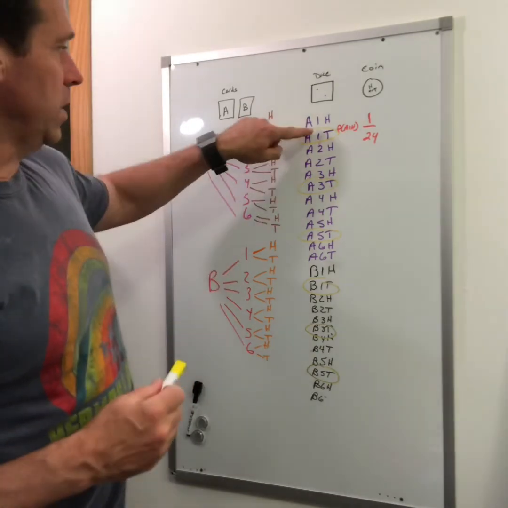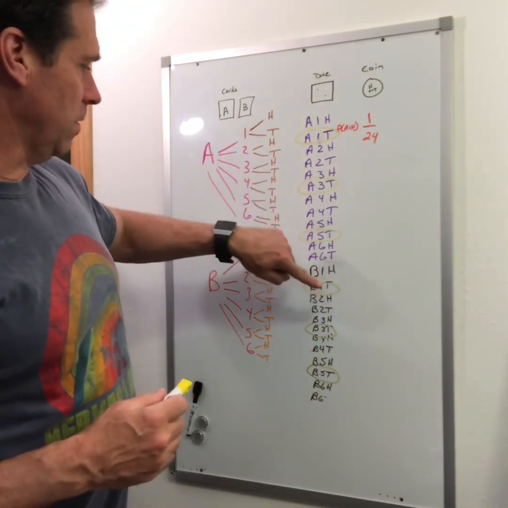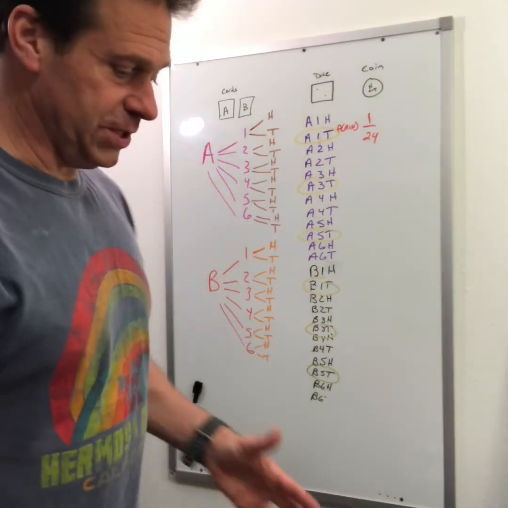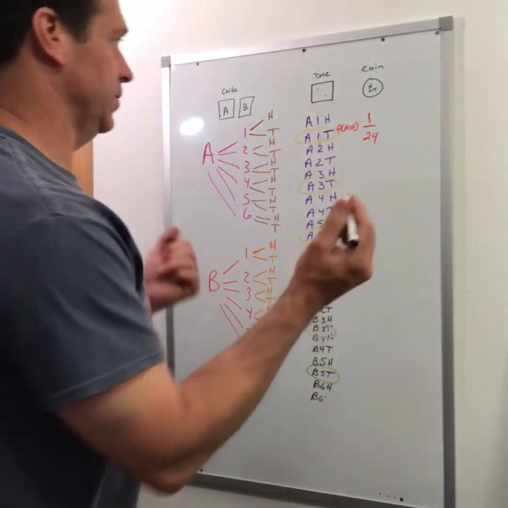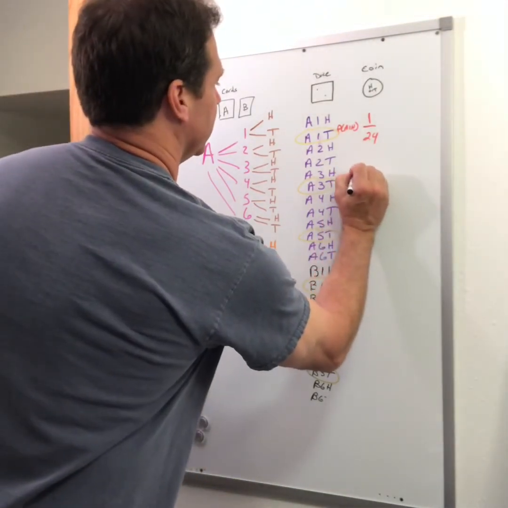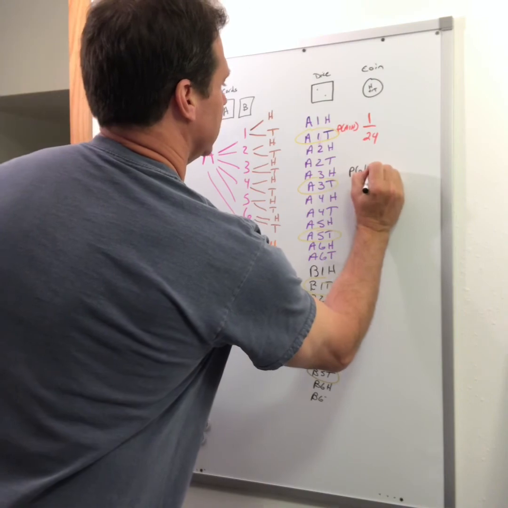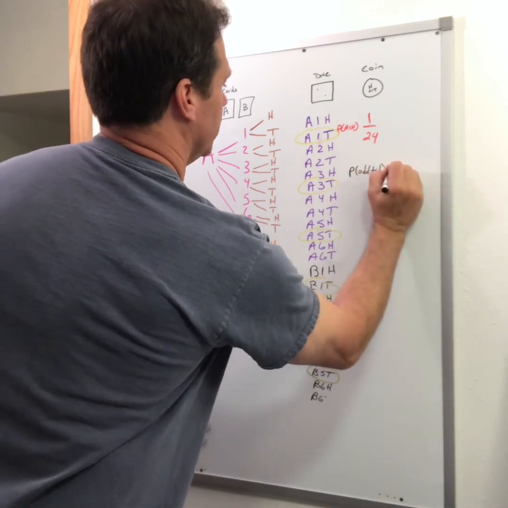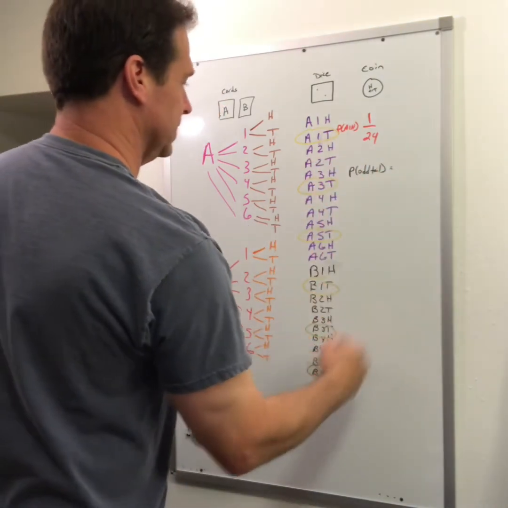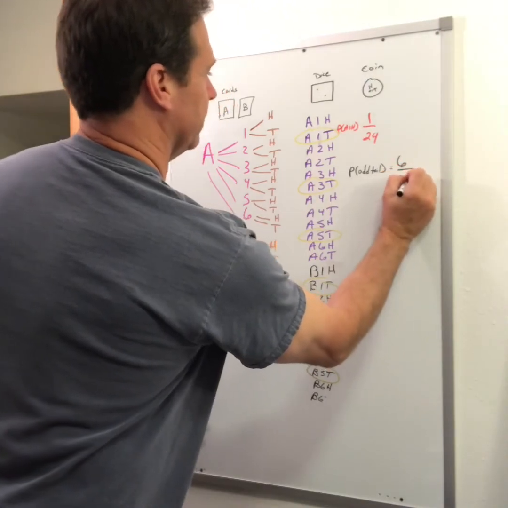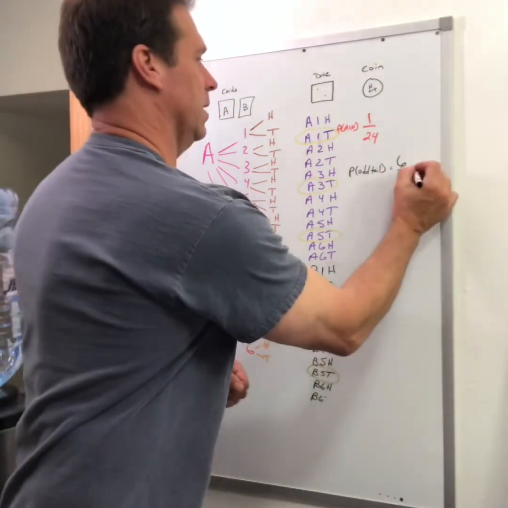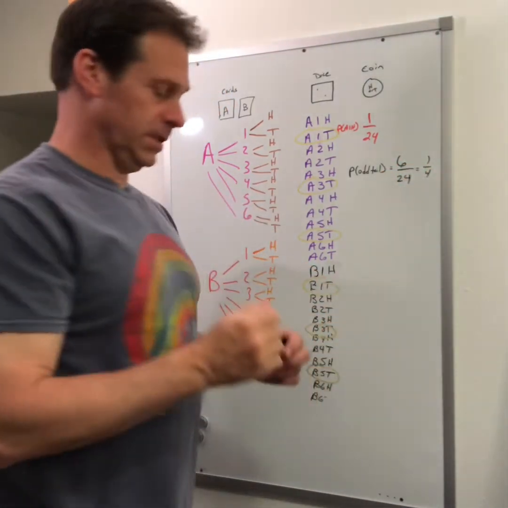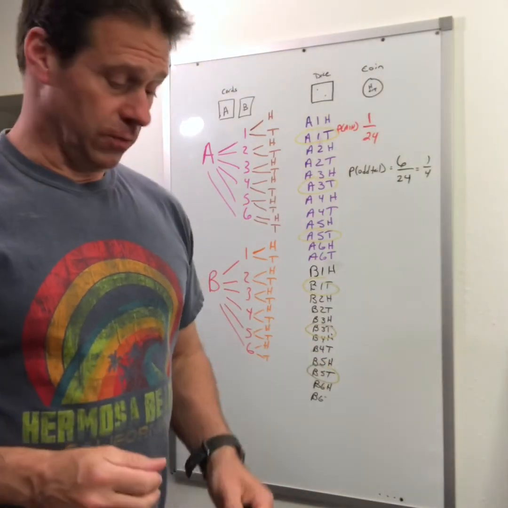So it'd be like 1, 2, 3, 4, 5, 6. So what are my chances of getting this if this is a situation? The probability of getting an odd and a tail would be 1, 2, 3, 4, 5, 6 out of my 24. And so my probability is a 1 out of 4 chance. That's how you sort those out.